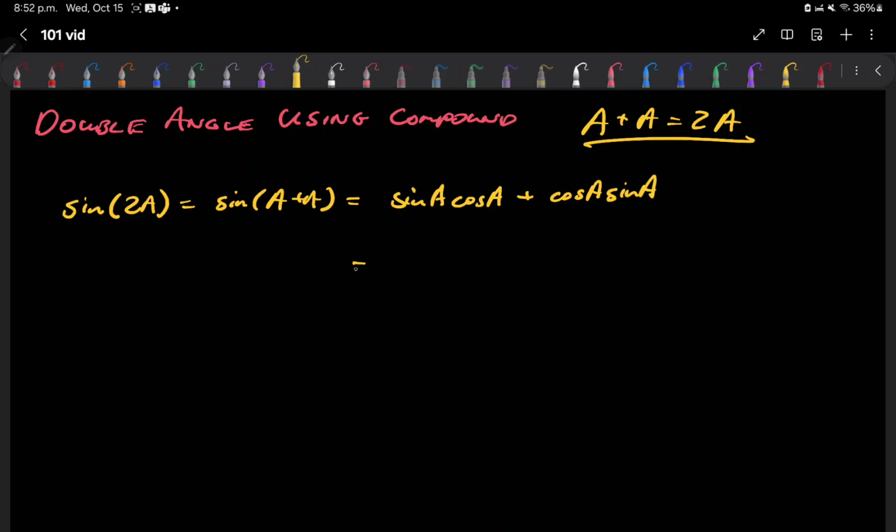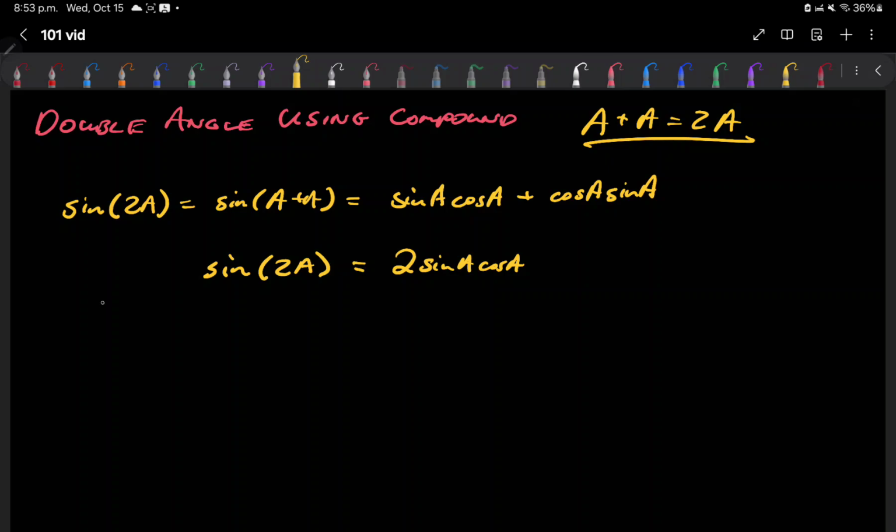That gives us, obviously, sine A cos A and another sine A cos A. So we can collect like terms and write a coefficient of 2 in front of sine A cos A. That is our sine double angle identity.